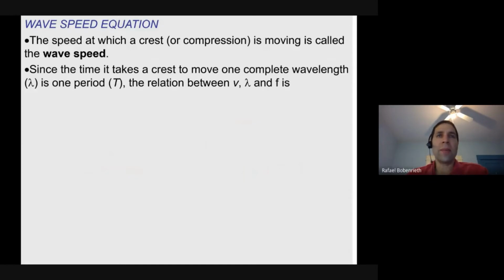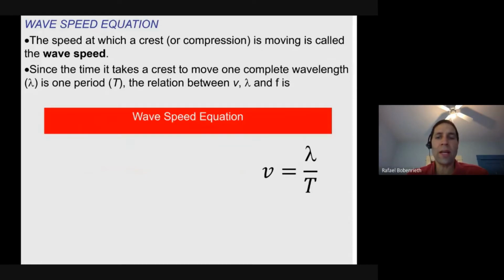Well, remember the time it takes for one crest to move one complete wavelength is the period. Let me say it again. For a crest to move a complete wavelength, that's going to be the period. So we know that if speed is displacement over time, then the wavelength is the displacement of that crest over that time period, which is the period. So you could write it this way, v equals lambda over T.